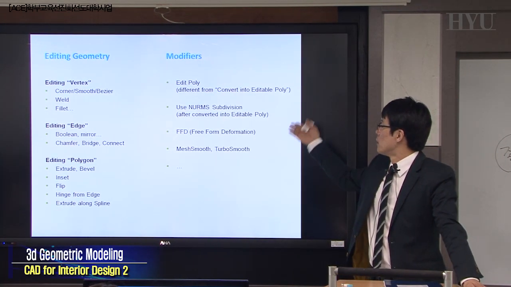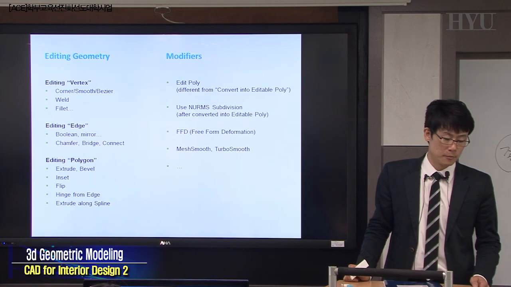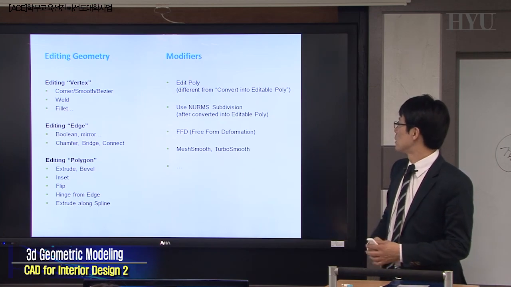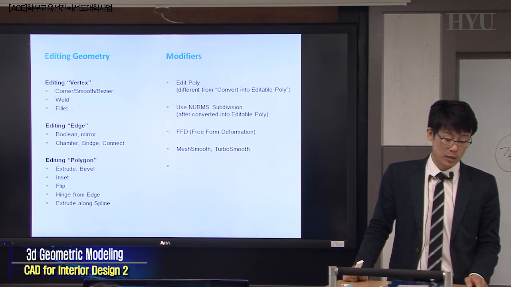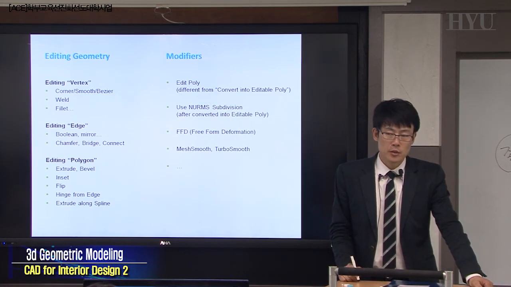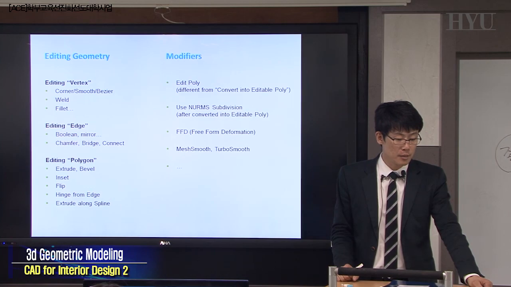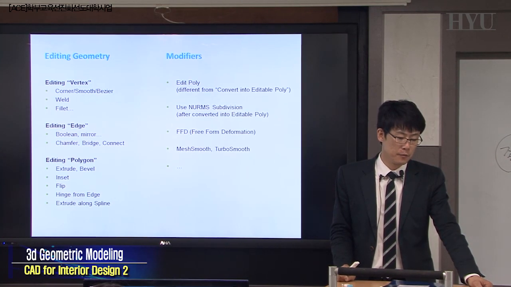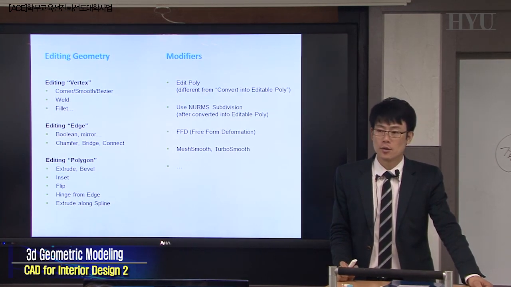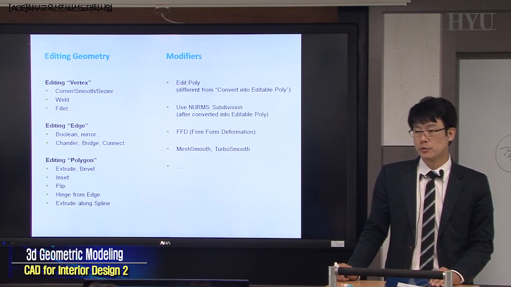And of course, there are so many modifiers, I told you, more than 100 modifiers. Edit poly is a little bit different from converting to editable poly. We're going to take a look at what the differences are. And NURMS subdivision to create smooth-edged objects with an auto-generated algorithm, and some freeform-related modifiers, the famous FFD, and MeshSmooth, TurboSmooth, and so on. These are a kind of preview and overview for 3D Max geometric editing.